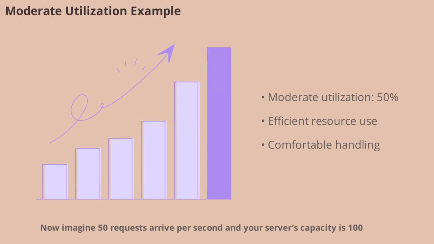Now, imagine 50 requests arrive per second and your server's capacity is 100. Utilization is 50%. The server is comfortably handling the load, and resources are being used efficiently. This is a good balance between cost and performance. You have enough spare capacity to absorb minor traffic spikes, but you're not wasting resources. Many production systems aim for this range to keep operations smooth and costs reasonable.